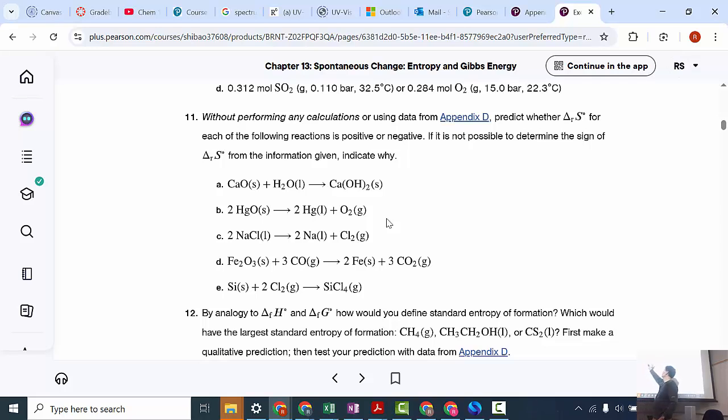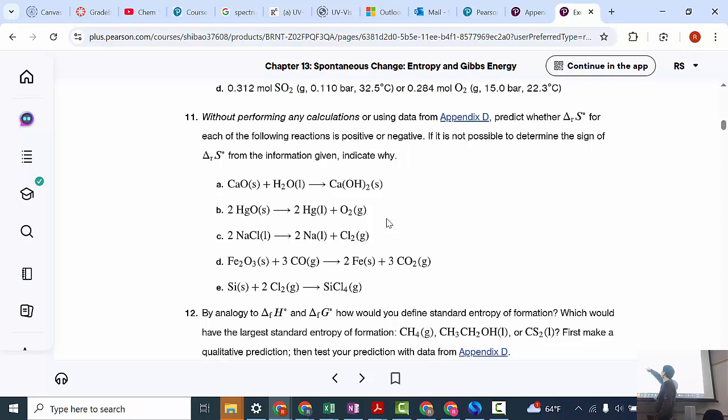So what's happening here is the enthalpy is saying going down in enthalpy and energy. But what's the entropy saying? Do you think the entropy is going up or going down? Well, we're going from a solid and a liquid to a solid. So what do you think is happening with the entropy? It's going down. So the entropy is saying no, energy is saying yes. So we'd expect this to be spontaneous at low temperature, non-spontaneous at high temperature.